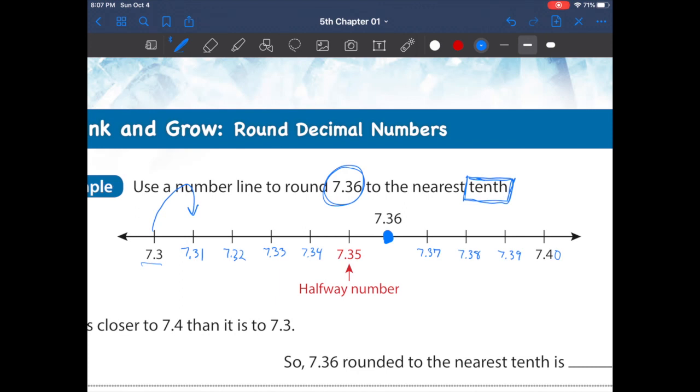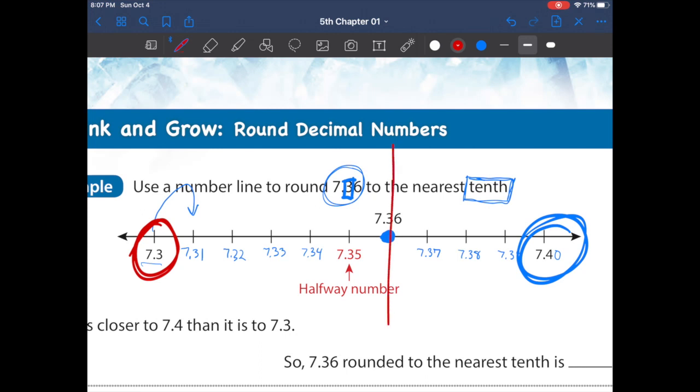Is 7.36 closer to this number here or this number here? Because we want the nearest tenth. Which one is our tenth? This is our tenth, 7.3. So is 7.36 closer to this number here or is it closer to this number here?